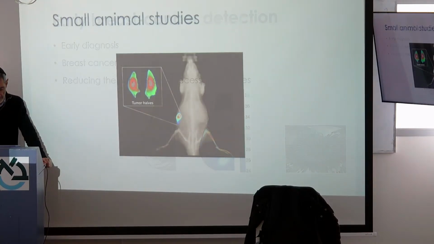That's another example on small animals. You can detect tumors, but you see that the size of the tumor is already big. We are talking about centimeters. So yes, we can see something using those techniques in the diffusive regime, deeper inside the tissue, but we clearly lose resolution.